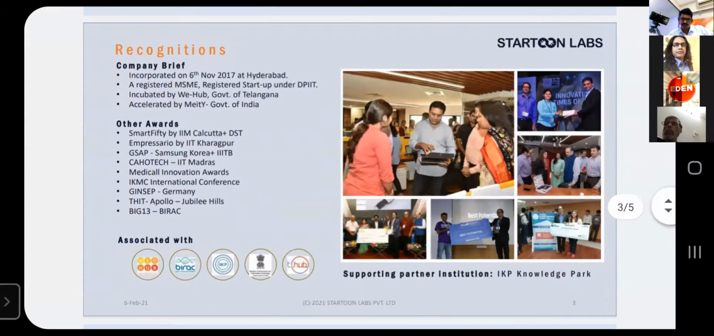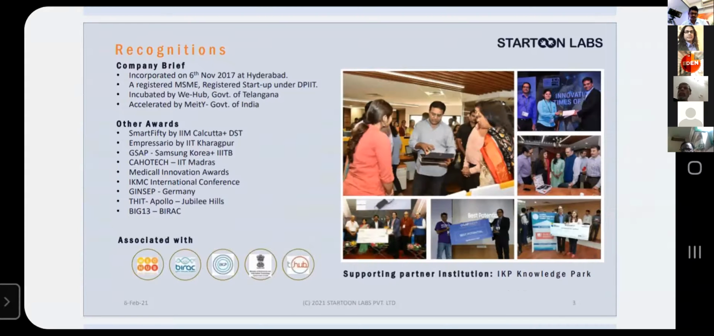Quick introduction about our startup. We were incorporated in November 2017, and we are a recognized MSME and a registered startup under DPIIT, incubated by VHub, Government of Telangana, accelerated by T-Hub and MEITY, Government of India. Lots of other awards we also got, and we are associated with. We got the BIG 13, as I mentioned. Thanks to BIRAC and DBT and IKP, we have been associated for more than 2 years now. Our supporting partner institution is IKP Knowledge Park. I'll tell about IKP at the end of the presentation so that everybody has a good idea as to how IKP supports startups.